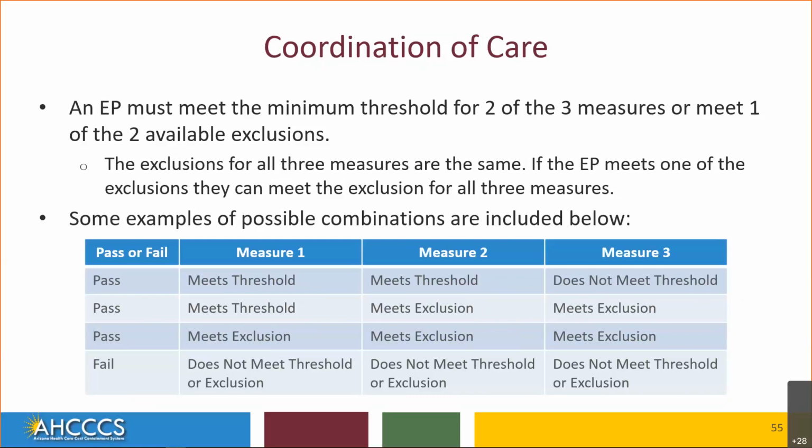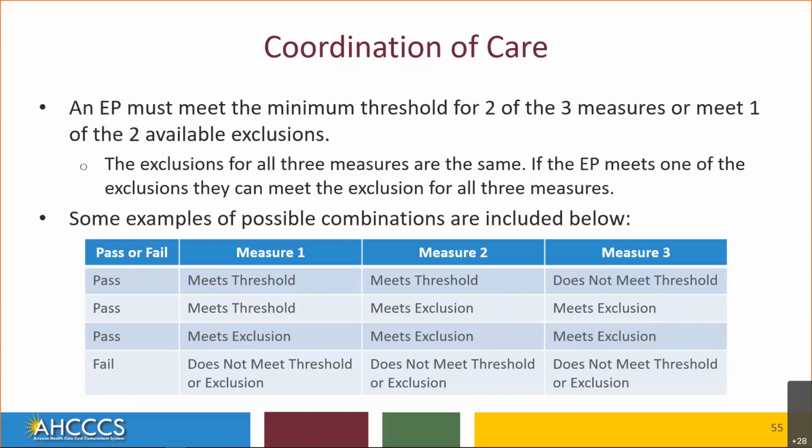For the second scenario, it shows the provider meets the threshold for measure 1 and then the exclusion for measure 2 and 3. This provider is passing because although they only met the threshold for measure 1, they then met the exclusions for measures 2 and 3.